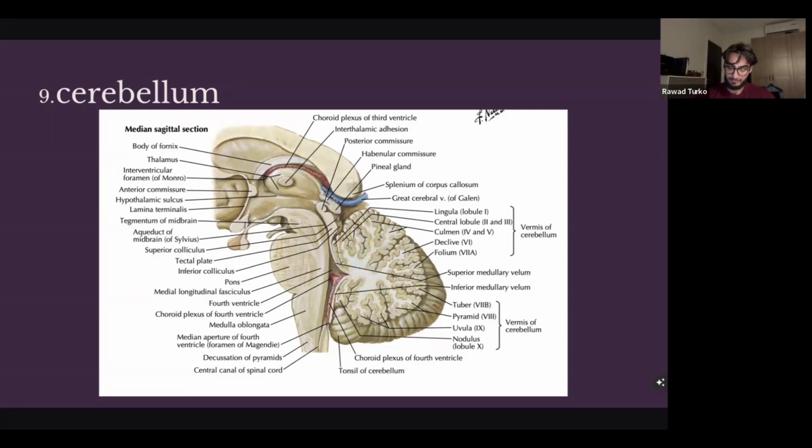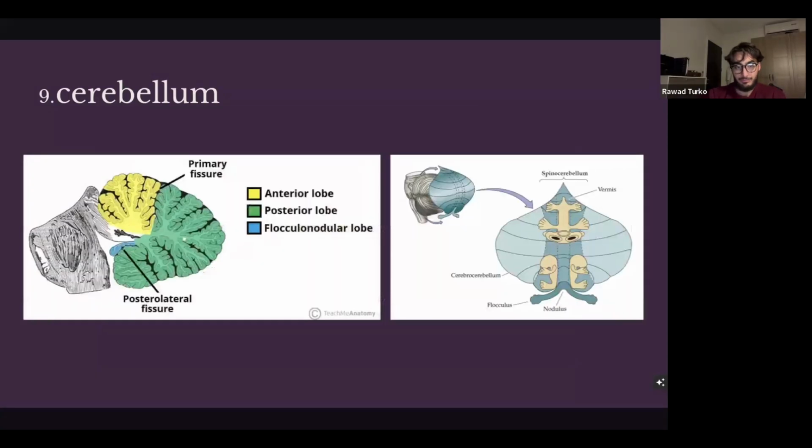Okay, moving on, this is the general anatomy. We have the anterior lobe here of the cerebellum and the posterior lobe here. And this thing right here, we call the flocculonodular lobe. Now if we take a look at the homunculus of the cerebellum, just like how we have a homunculus for the cerebral cortex, we have a homunculus for the cerebellum.